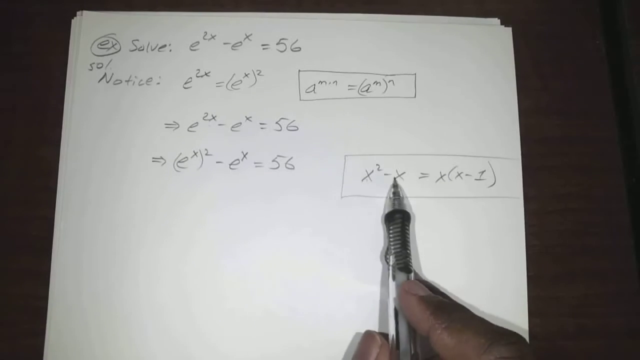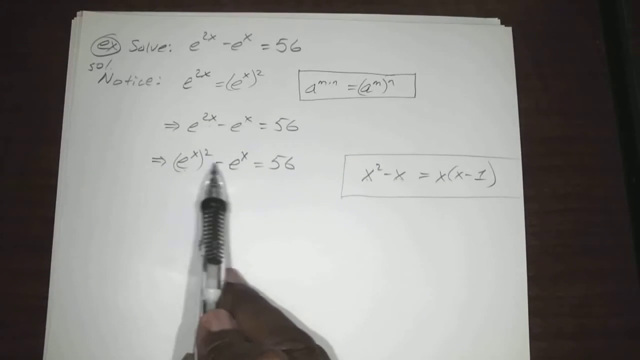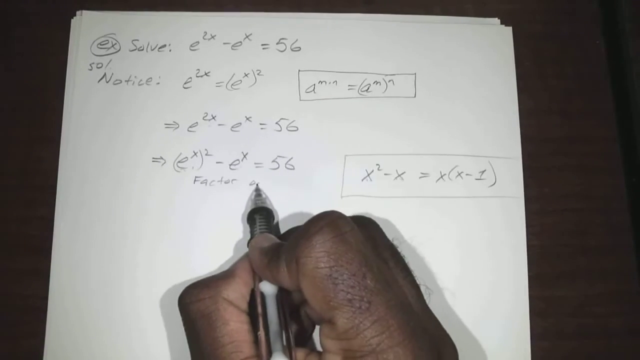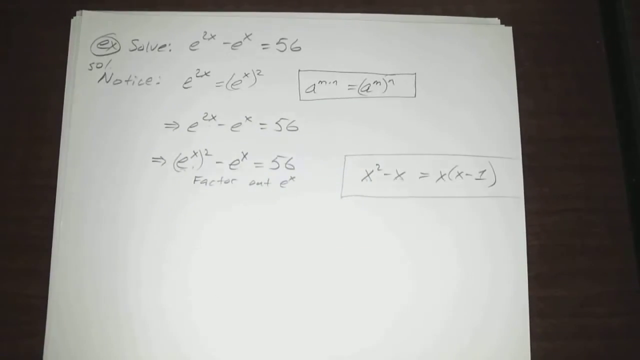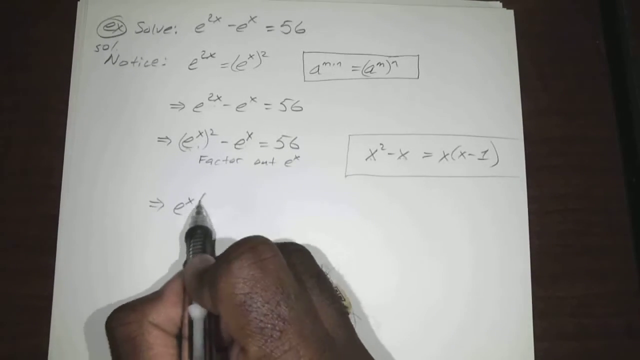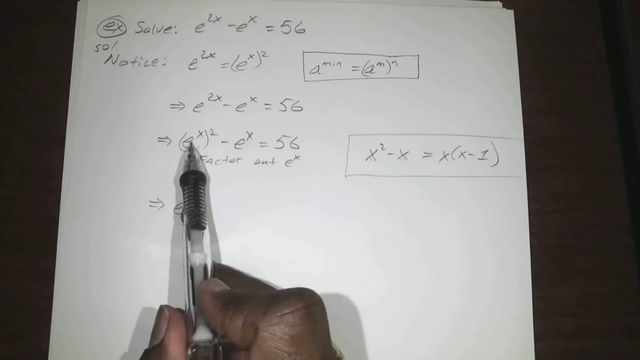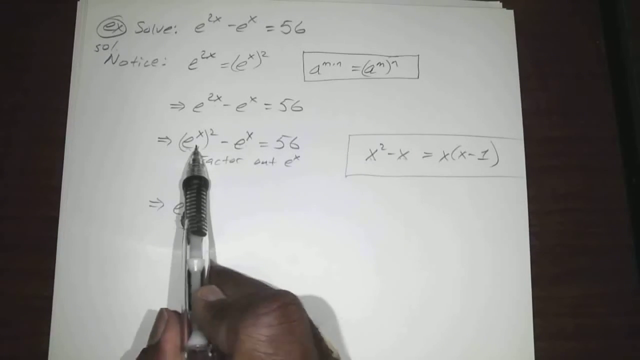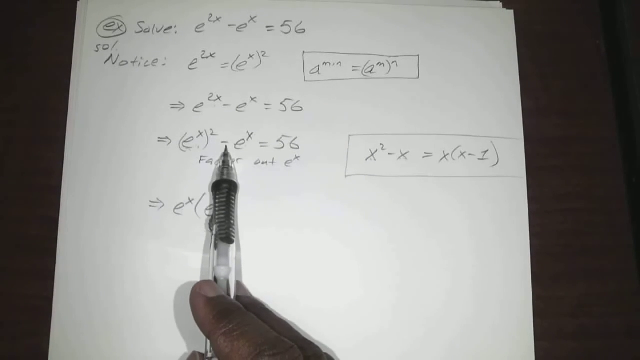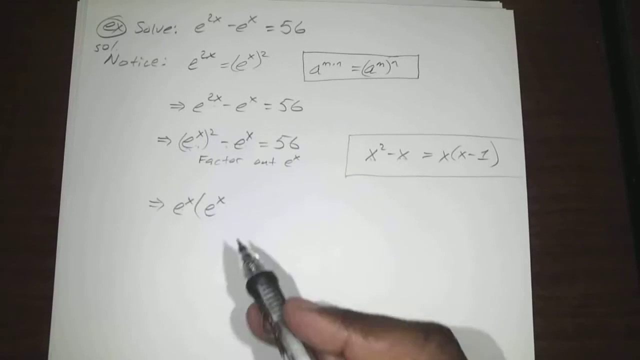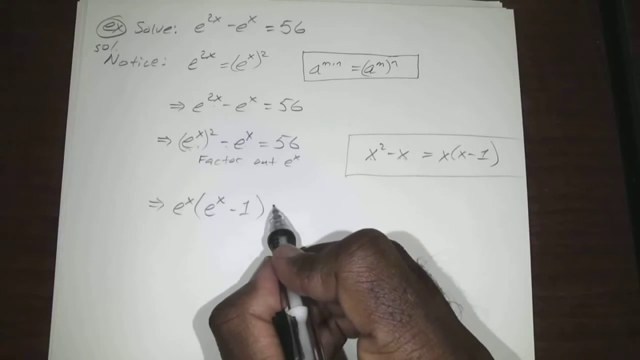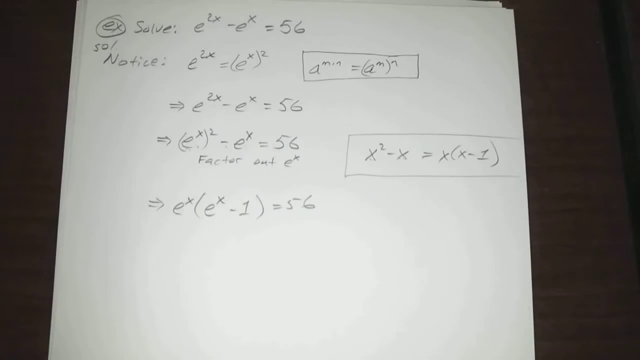Okay, so if we factor out the x, we can do the same thing here, where we can just factor out e to the x. Okay, so if we factor out an e to the x, e to the x times e to the x will give us e to the x squared, so that's just e to the x here. And e to the power of x times -1 will give us our minus e to the x. So e to the x times (e to the x minus 1) equals 56.